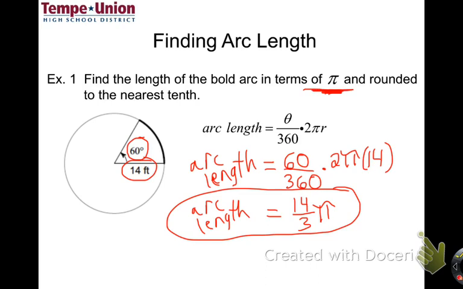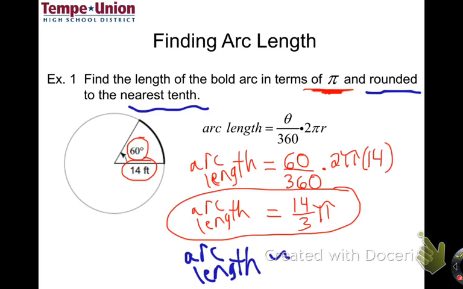Now, a lot of times they'll say, hey, can you round it to maybe the nearest tenth or something? So then we would take that answer, 14 thirds, and we would multiply it by pi just to get that decimal approximation. So arc length, I would say that it's about, rounded to the nearest tenth, 14.7. The little squigglies there mean approximately. So you should use those whenever you've rounded your answer.